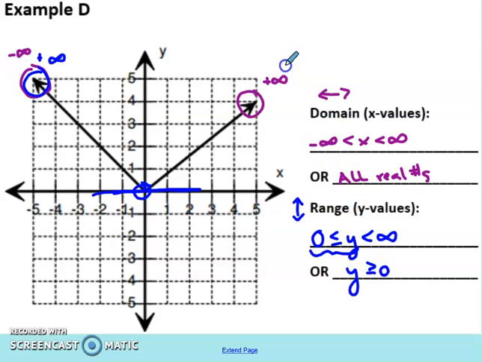Okay, all right, so keep it organized. Use two different colors. Write it as you go. And just watch out. Watch out for arrows. Watch out for dots. Are they closed or open? All right, let's see what we can do. Domain and range.